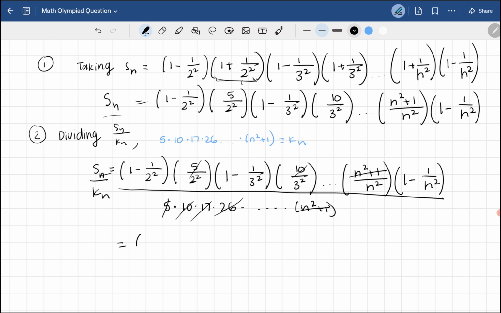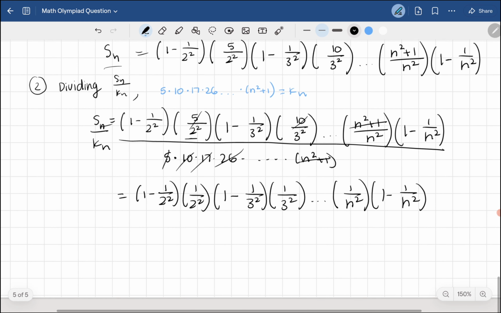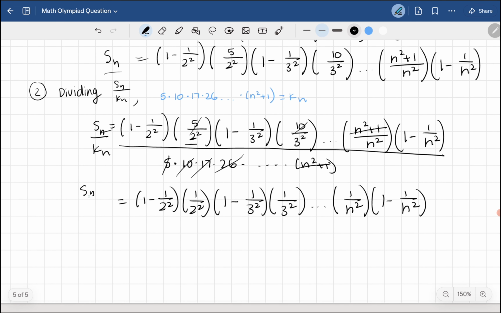So we're going to get 1 minus 1 over 2 squared times 1 over 2 squared from over here. 1 minus 1 over 3 squared times 1 over 3 squared, ... 1 over n squared times 1 minus 1 over n squared. There we go.